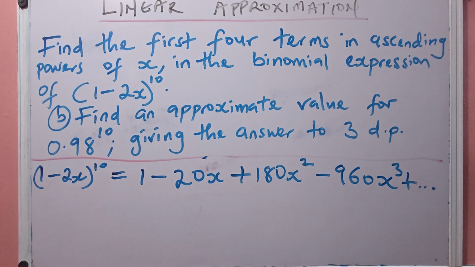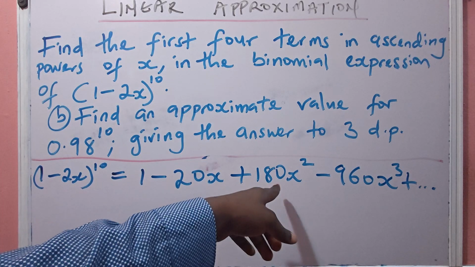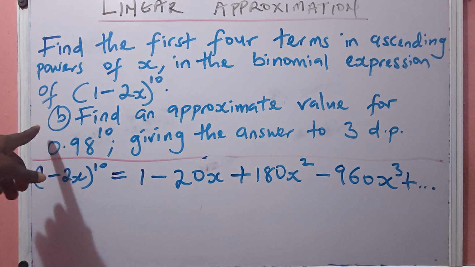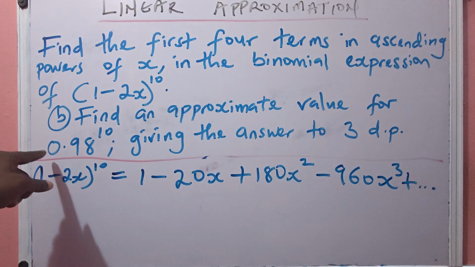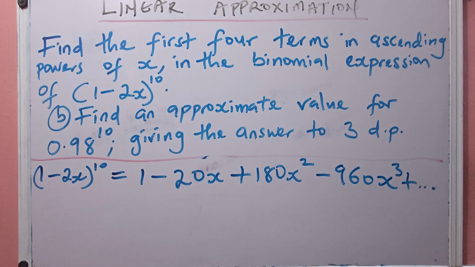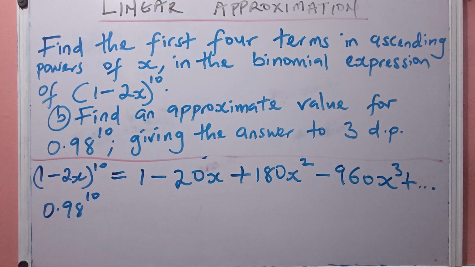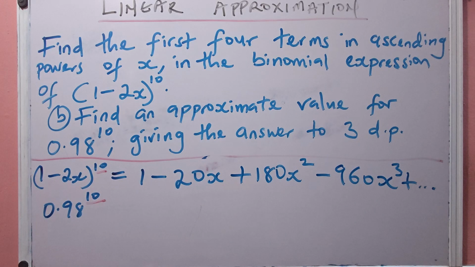So having gotten the very first part of the question, that means we've been able to get the expansion for the very first four terms, which is what is seen right here. We can go on to solve the second question now. The second question said we should find an approximate value for 0.98 raised to the power of 10. As I told you earlier, you have to have the same power in order for you to be able to solve this kind of expression. You can see 10 here, you can see 10 here. So that is quite all right. So that means this is solvable.